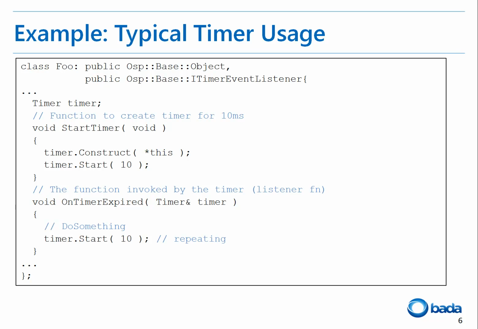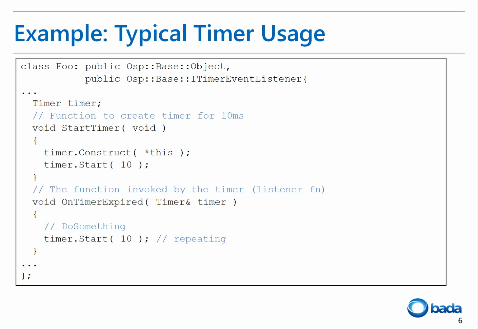Okay, let's have a look at the timer sample code. This will give you a clear idea of how the Bada timer works. The code is part of a program that performs an operation every 10 milliseconds. First, to perform the operation every 10 milliseconds, the foo subclass of the ITimerEventListener has been defined, which handles and receives timer events.